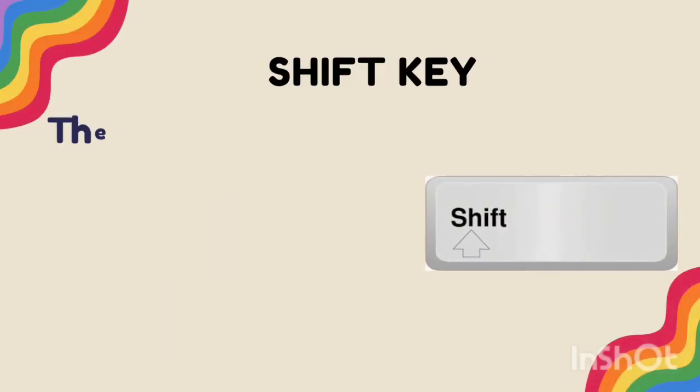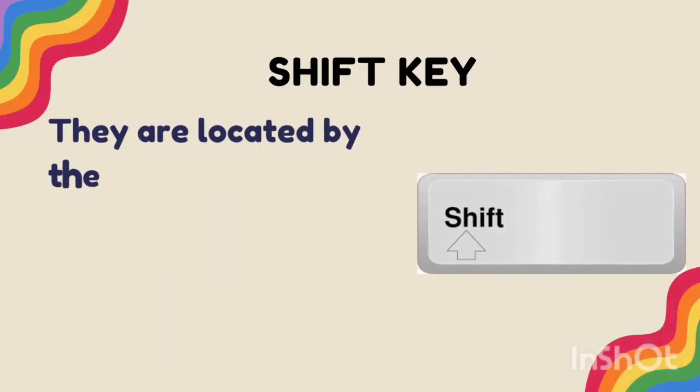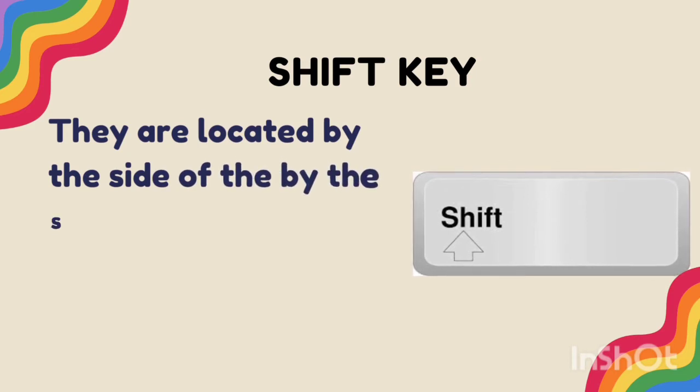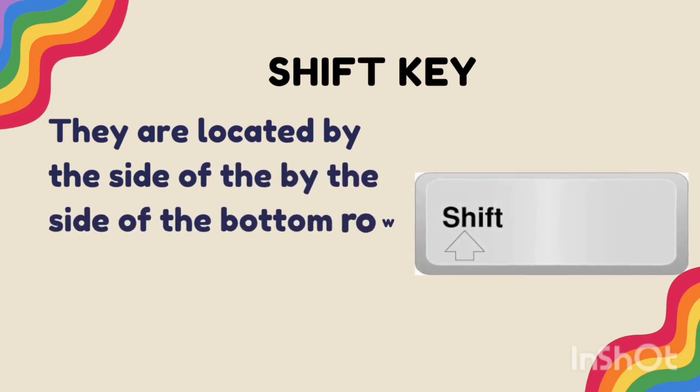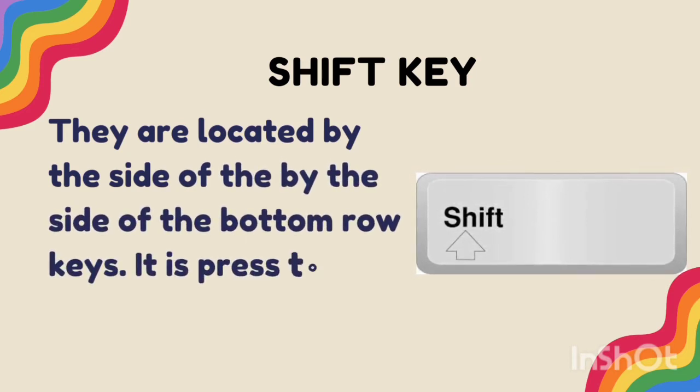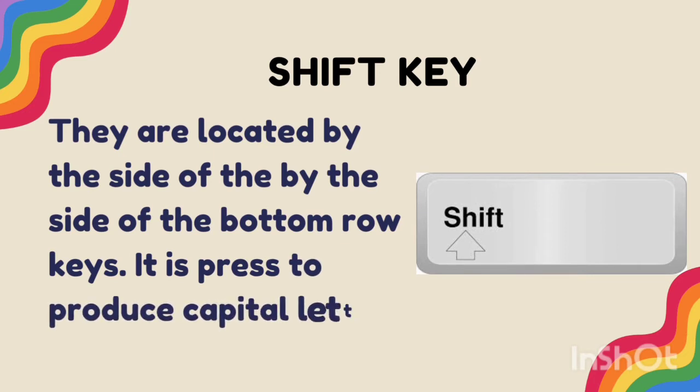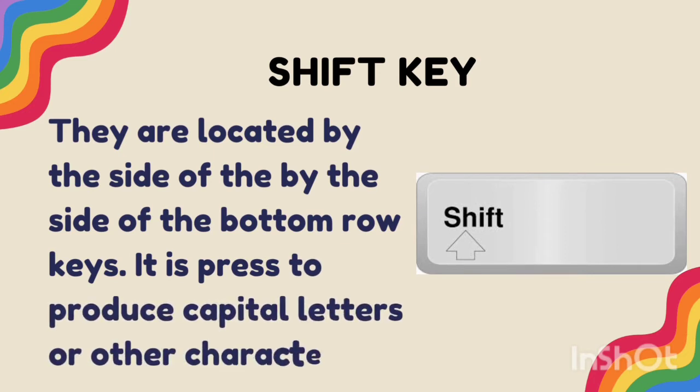And the next is the shift key. The shift keys are located by the side of the bottom row keys. You see them on both sides of the bottom row keys, at the beginning and at the other side, the end. So let's say the left and right.